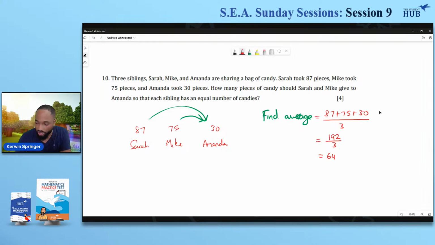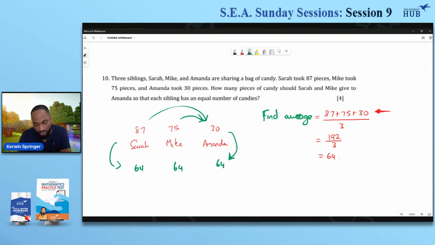Once again, for those who just joined, I'm skipping some of the additions and things, right? Those are easy. You can work that out yourself. We're doing more the understanding of the idea behind the question. So when I add up 87, 75, and 30, I get 192. Now that I have the average, I want in the end everyone to reach 64. Well, Amanda will have to go up to 64.